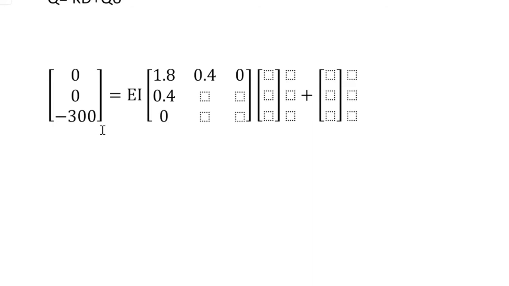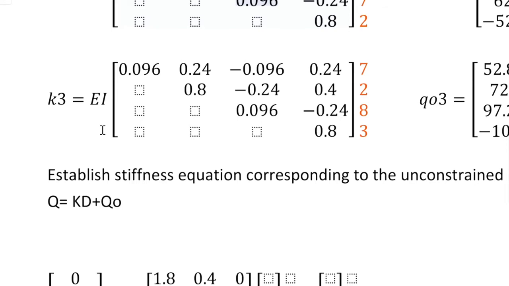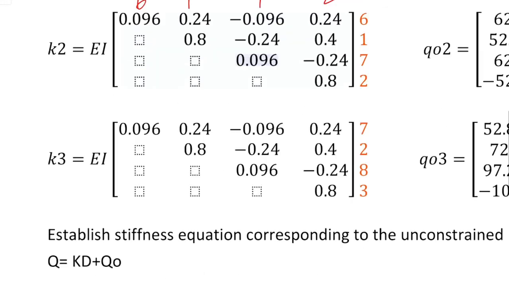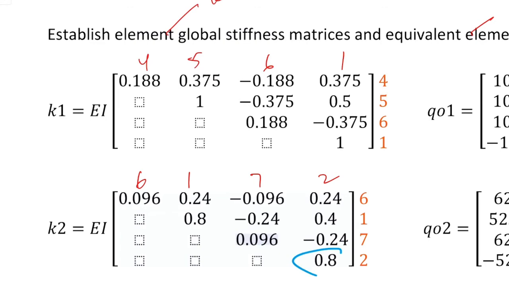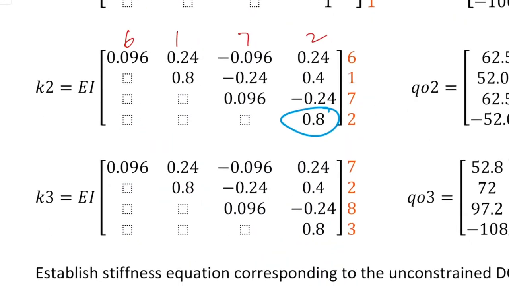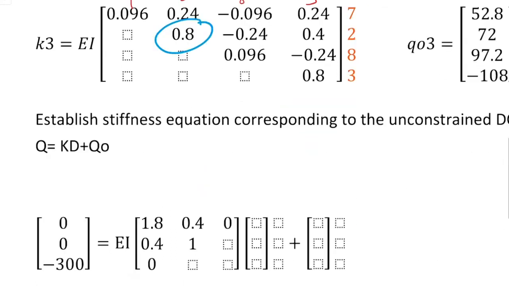Okay, next is 2,2. We find where 2,2 is. 2,2 in K2 is 0.8, and 2,2 in K3 is 0.8 also. So together it is 1.6. 2,2 is 1.6.